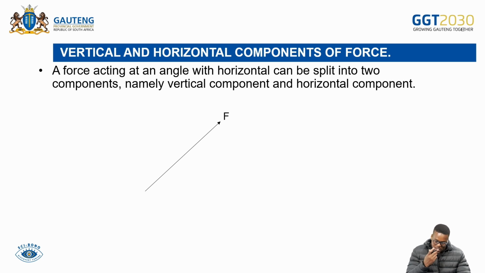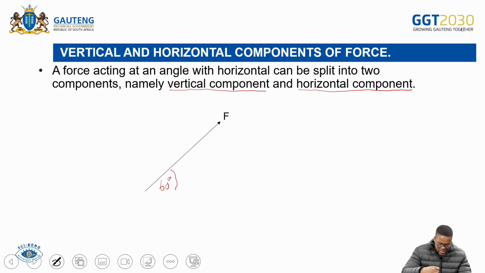Okay, so now vertical and horizontal components of forces. A force acting at an angle with the horizontal can be split into two components, namely the vertical component as well as the horizontal component. So let's say you've got a force here again. Maybe the angle is 60 degrees. So this force is acting at an angle of 60 degrees with the horizontal. How can we draw the vertical component and the horizontal component?